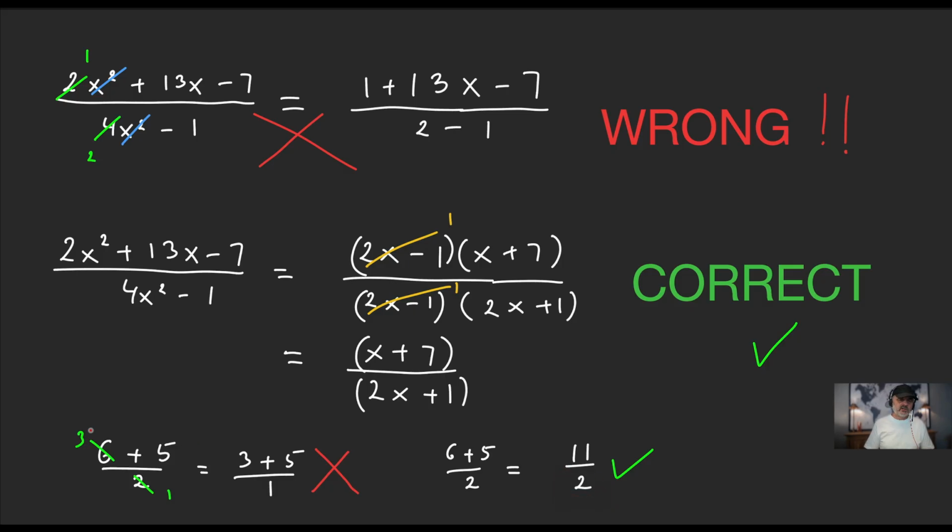But if you made a mistake and said, I want to cancel 6 and 2, dividing by 2, because that seems to be the common factor, then you would receive 3 plus 5 on top. 3 plus 5 is 8, divided by 1 is 8. But you know 8 is not equal to 11 over 2, right? So this is a bad idea.